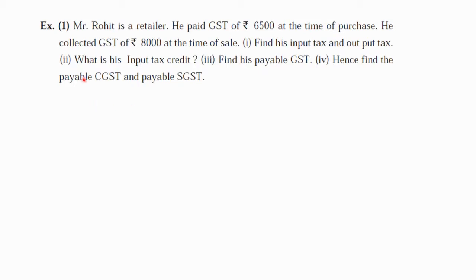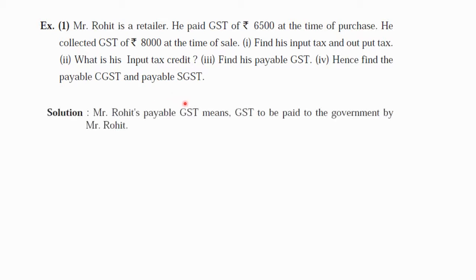Let us understand the GST trading more elaborately in this particular example. Mr. Rohit is a retailer. He paid GST of rupees 6,500 at the time of purchase. He collected GST of rupees 8,000 at the time of sale. We have to find his input tax and output tax. What is his input tax credit? Find his payable GST, and hence we have to find the payable CGST and payable SGST. Let us start with the solution.